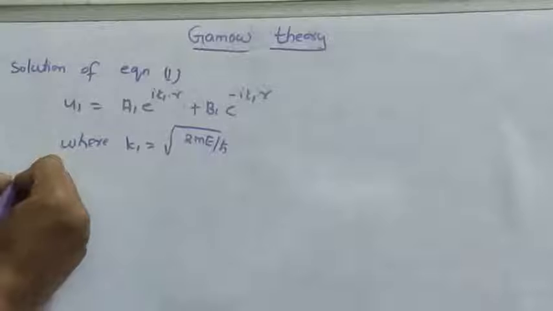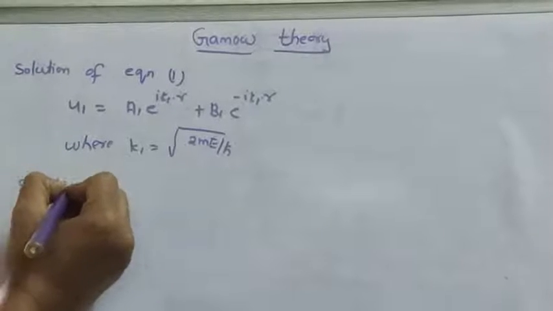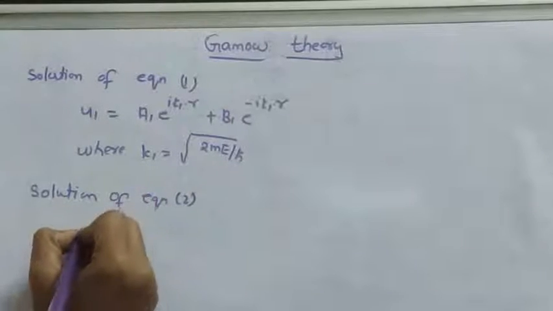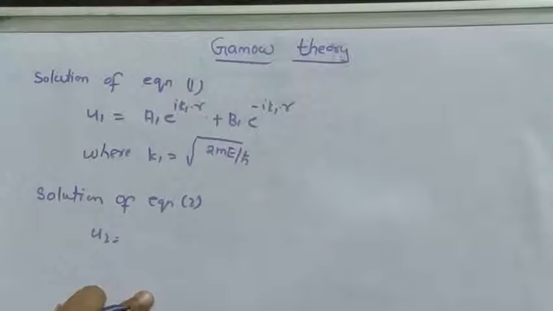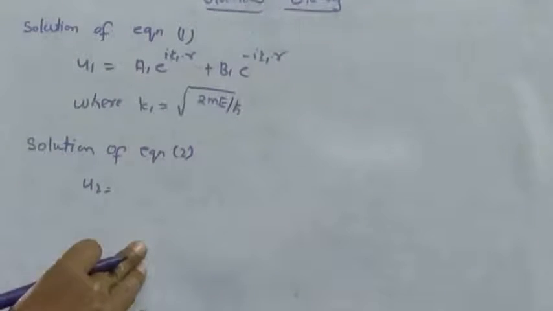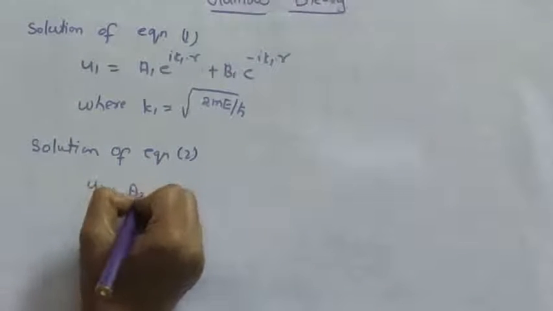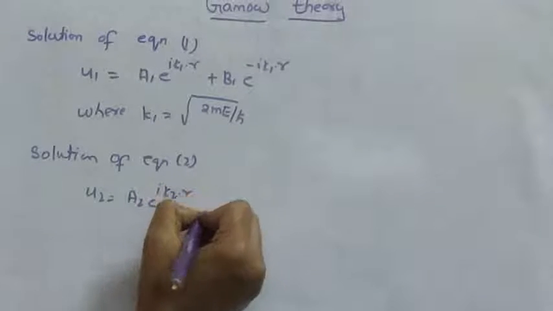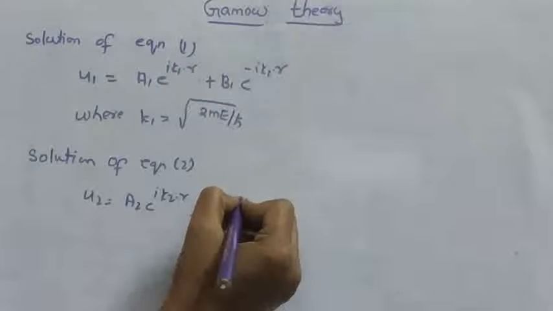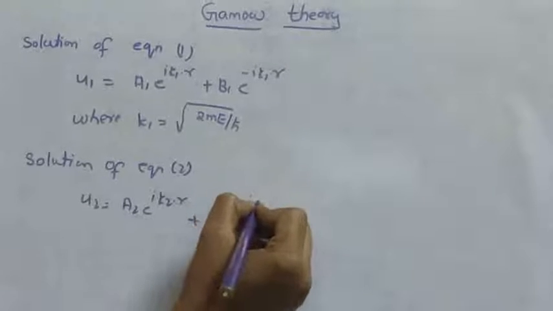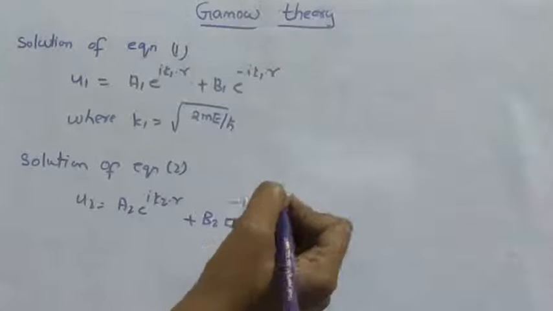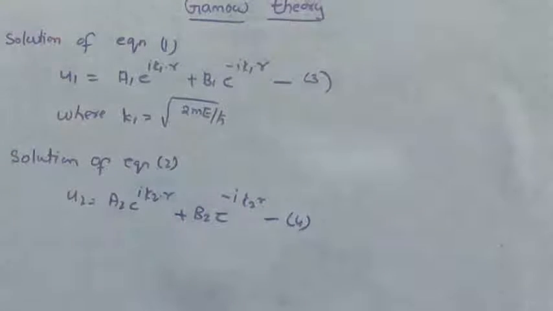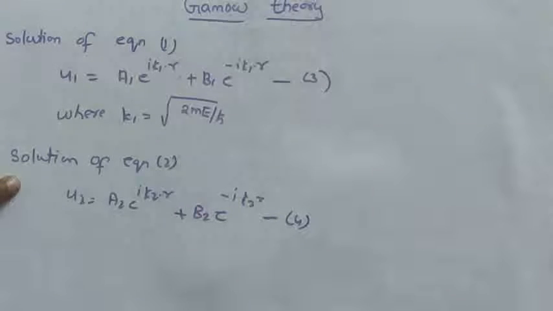Now we are going to consider the solution for equation 2. The solution of equation 2 is given by u2 = A2 e^(ik2r) + B2 e^(−ik2r). Consider this as equation number 3 and this as equation number 4. We have considered the Schrodinger equations and their solutions.